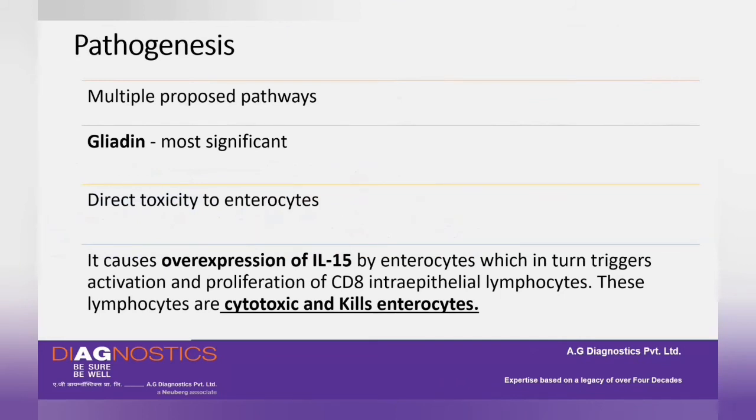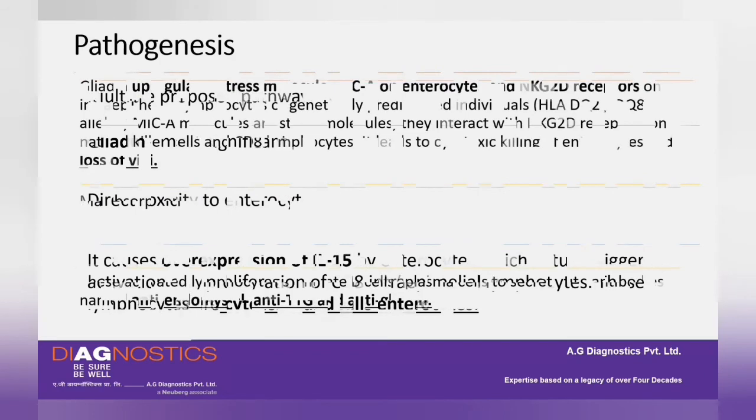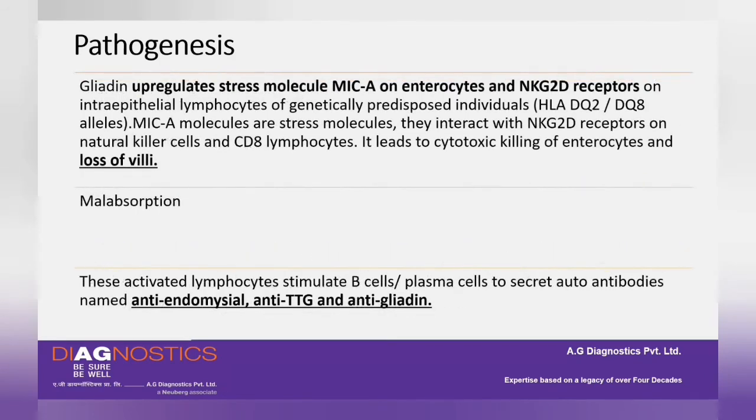What is the pathogenesis of the disease? So there are multiple proposed pathways, and it is said that the gliadin plays the most significant role. There is a direct toxicity to enterocytes. It also causes an overexpression of interleukin-15 by enterocytes, which in turn triggers activation and proliferation of CD8 intraepithelial lymphocytes. These lymphocytes are toxic and kill enterocytes.